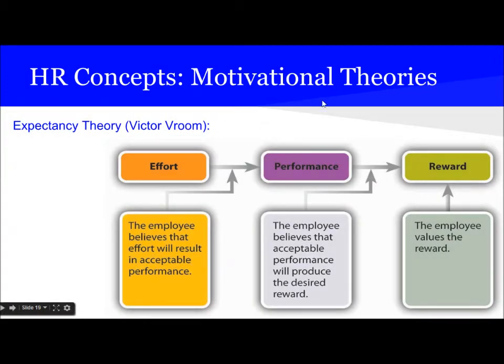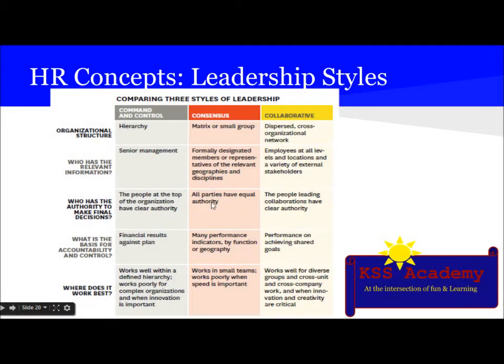The next motivational theory is expectancy theory, which was given by Victor Vroom. It has three parts: effort, performance, and rewards. The employee believes that effort will result in acceptable performance. The employee believes that the acceptable performance will produce the desired result. And the employee values the reward.